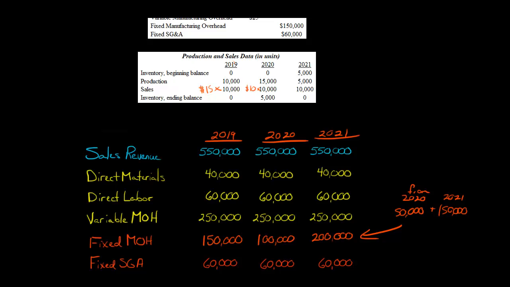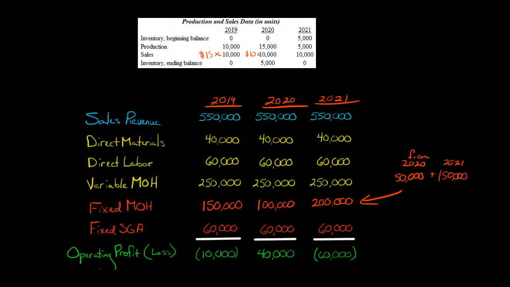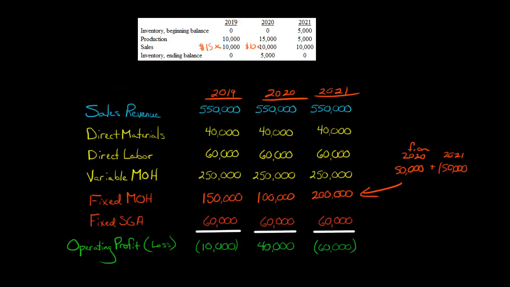So notice the only thing that is different with absorption costing, the only thing that's a real trick, is how to deal with the fixed manufacturing overhead. It's different each period. Now, what does that mean in terms of our operating profit or loss? Well, in the first year, 2019, we actually have a loss of 10,000, which is the same we would have had if we were using variable costing. But then in 2020, we have a profit of 40,000.